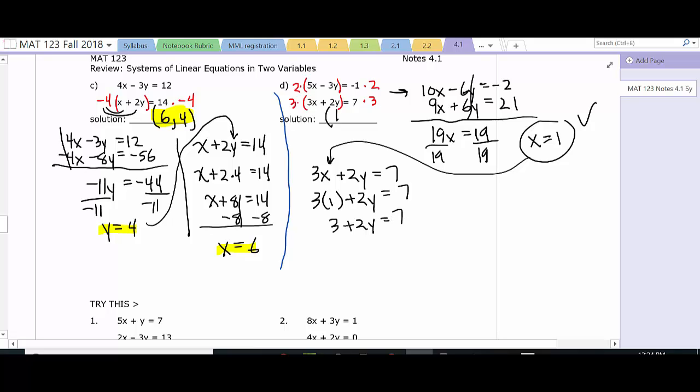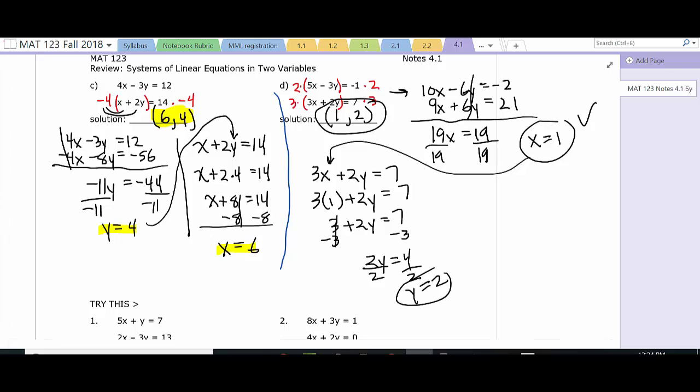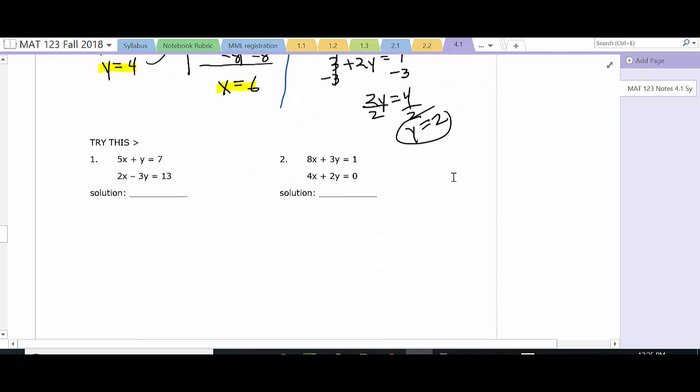Now just solve that equation. Subtract 3 from both sides. And that's going to give 2y equals 4. So what's y? Y is 2. Okay, so there's your answer. Okay, that's called elimination. The textbook calls this addition. It's the same idea. All right, and again, you can always check your answer and see if you're right. You just plug into both equations and see if it works.